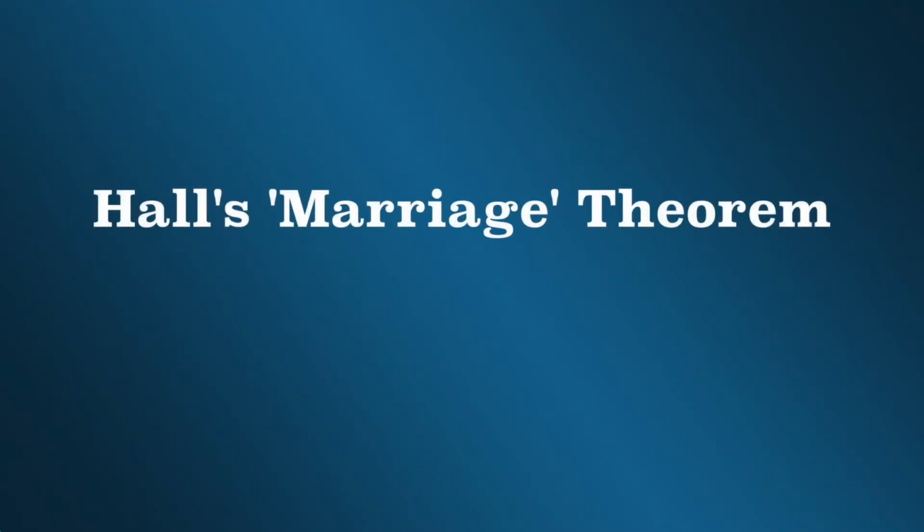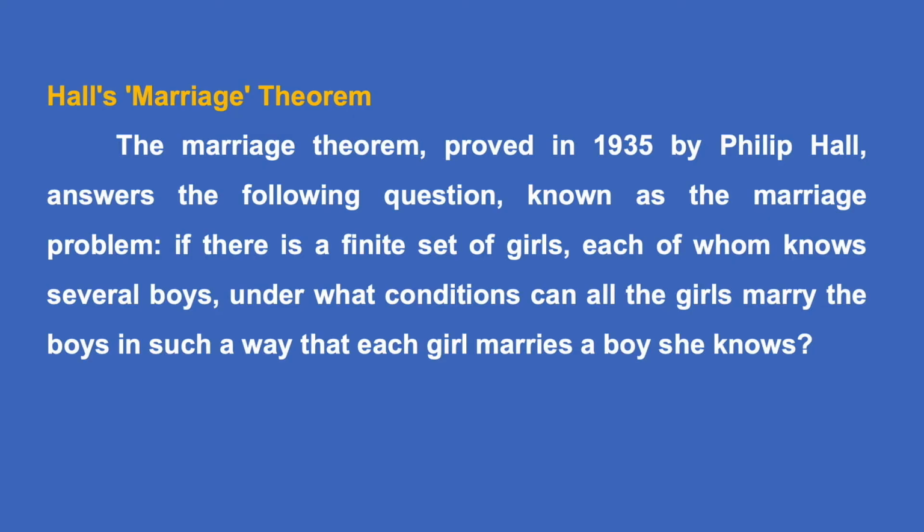Next, let us see the important theorem called Hall's marriage theorem. The marriage theorem, proved in 1935 by Philip Hall, answers the following question, known as the marriage problem. If there is a finite set of girls, each of whom knows several boys, under what condition can all the girls marry the boys in such a way that each girl marries a boy she knows?